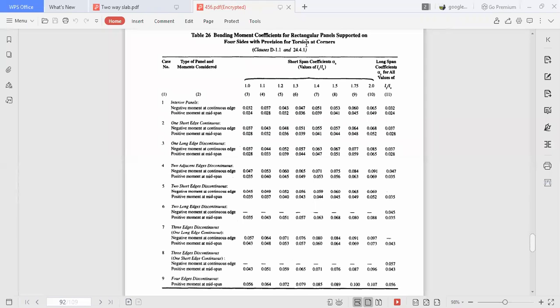See here, let me draw the first row. All these first row values up to here, these are alpha x negative values. Okay, within the box all these are alpha x. See at the top you have heading alpha x negative values.